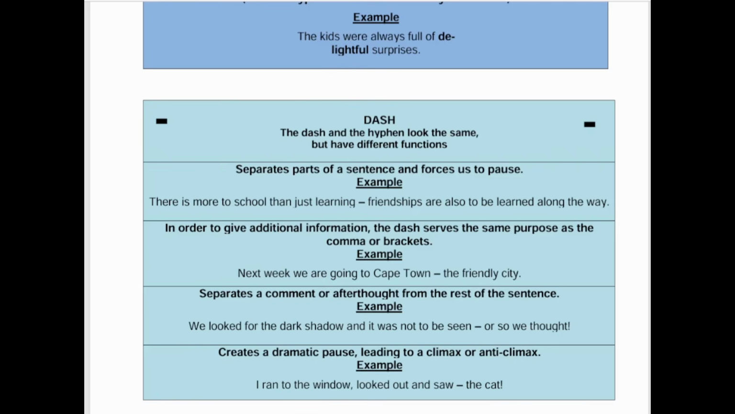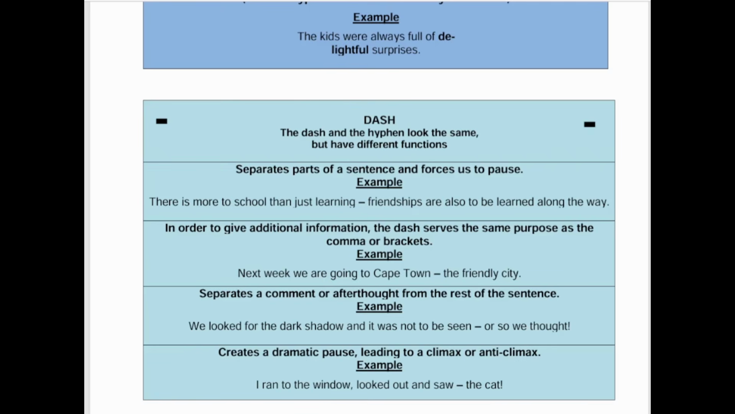Another use of a dash separates a comment or afterthought from the rest of a sentence. Example: we looked for the dark shadow and it was not to be seen — or so we thought. So you find that from that example, the comment or afterthought has been separated from the rest of the sentence.